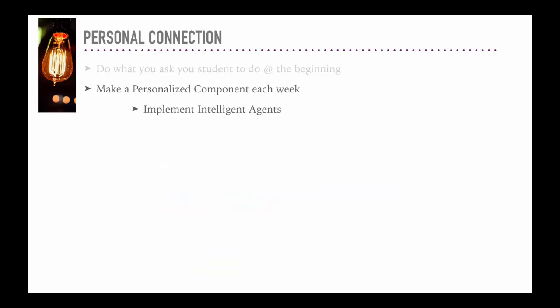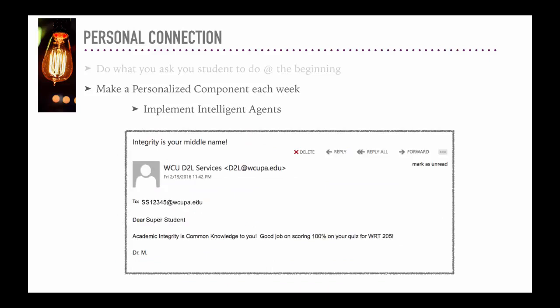Another way is to implement intelligent agents, and if you don't know what those things are, again, your instructional designers are great people to talk about. Here's a quick example of feedback via intelligent agent that goes to my students after they complete a quiz. So the title of it is Integrity is Your Middle Name. This is about common knowledge and academic integrity overall.